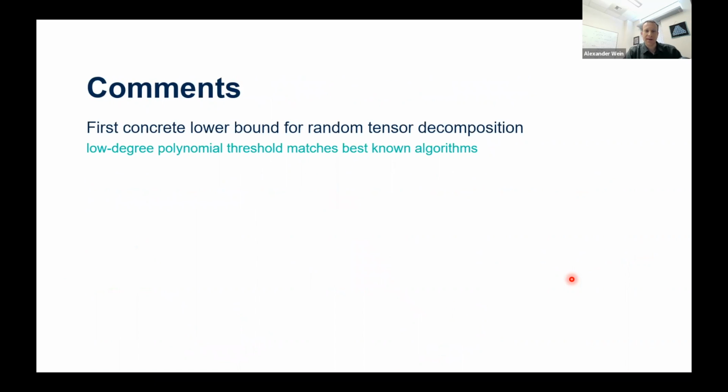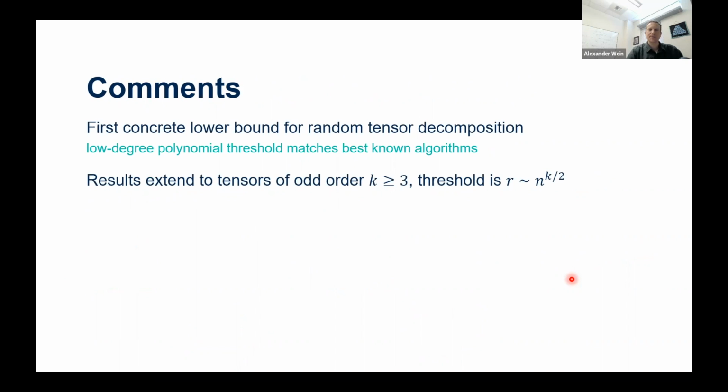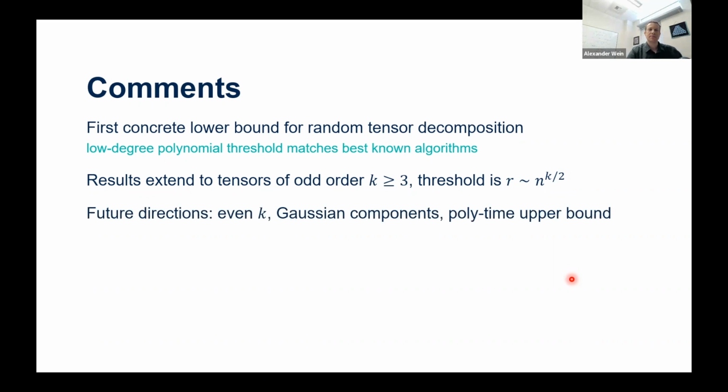All right, so that's basically it. Just to sum up, this was the first concrete lower bound for random tensor decompositions, giving some concrete reason to believe why you should not be able to improve the current best algorithms. I talked about order 3 tensors today, but really the same result holds for any odd order, at least 3, and the threshold is n to the k over 2 in general. Okay, there are a few natural extensions one could do, like considering the even k case, maybe doing Gaussian components instead of Rademacher, making the upper bound polynomial time.